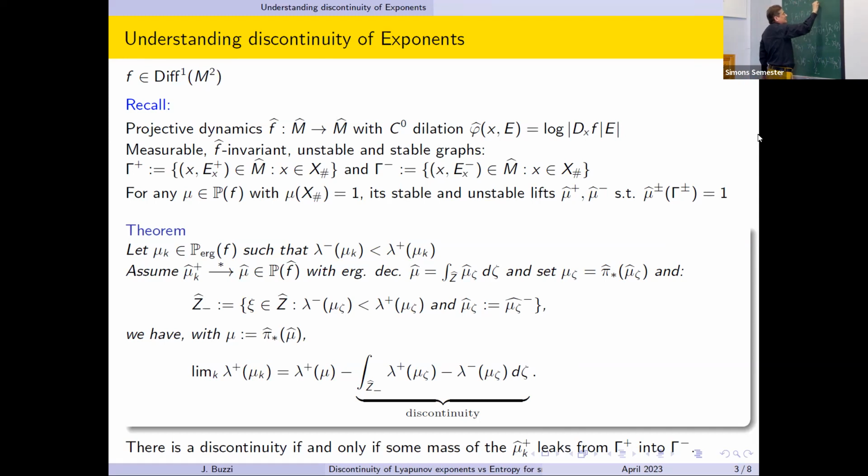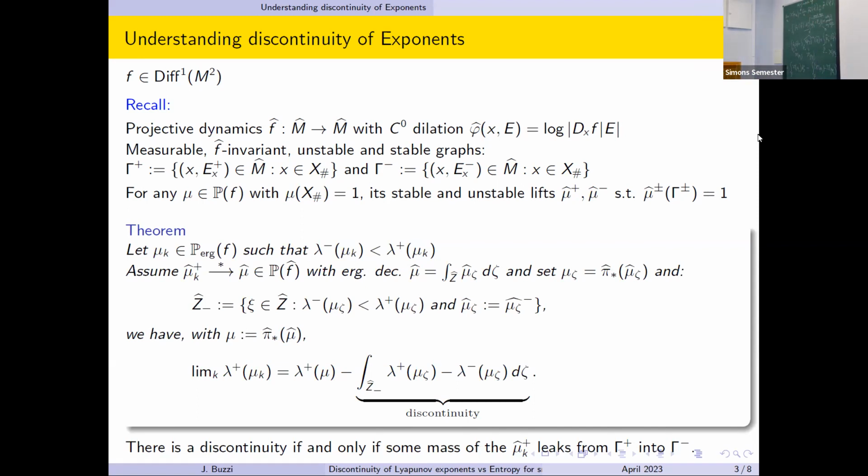This is the weak star topology. And this is the fact that here mu zeta, the projection, being ergodic, has only two possible ergodic lifts. Sometimes it's the unstable lift, this is plus, and sometimes it is the stable lift, this is the minus. So there is no difficulty, except that we have to remember what we are doing.